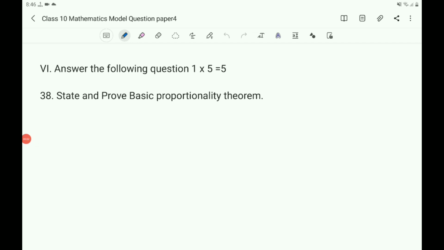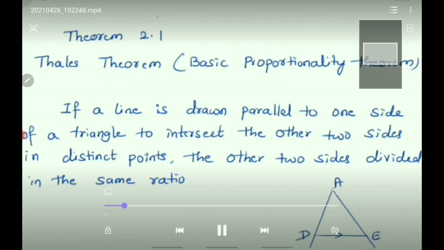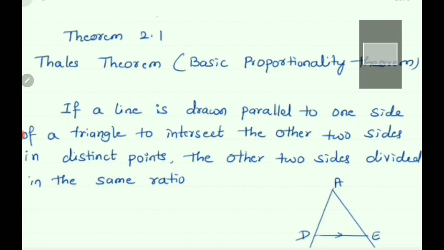Now the last question, that is the sixth main question, a 5 marks question. Question number 38. State and prove basic proportionality theorem. Basic proportionality theorem is nothing but Thales theorem, theorem 2.1 in your textbook. What is the statement? If a line is drawn parallel to one side of a triangle to intersect the other two sides in distinct points, the other two sides are divided in the same ratio.